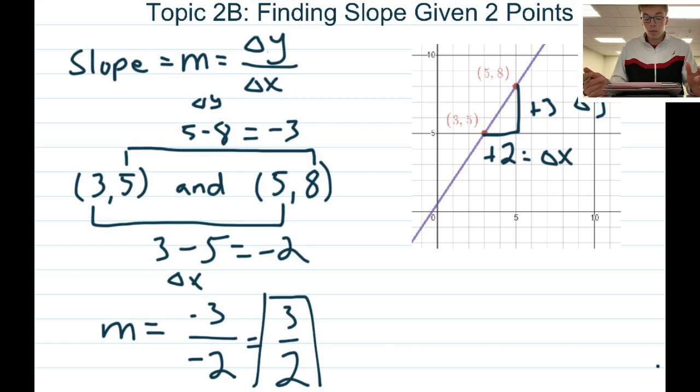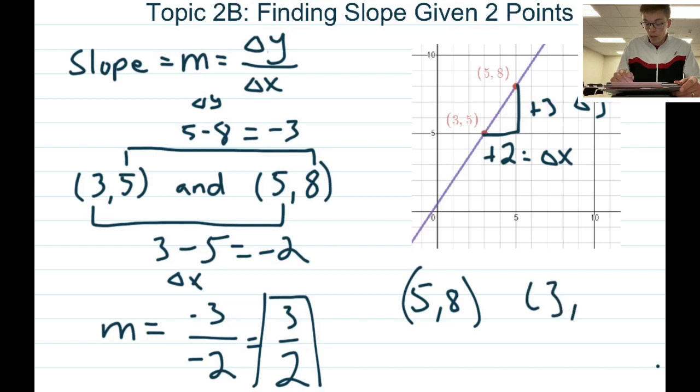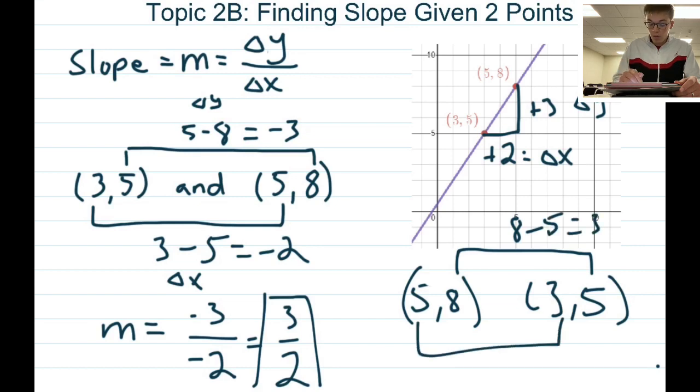Now, you might ask, does it matter the order that I do the coordinates in? No, but you need to make sure you stay consistent in which one you subtract. So I could also flip this, and do 5, 8 as the first one, and 3, 5. So doing the change in y, you could have done 8 minus 5, which gets you a positive 3. And you could have done 5 minus 3, which gets you a positive 2. And that would still be 3 over 2, which is the same answer.